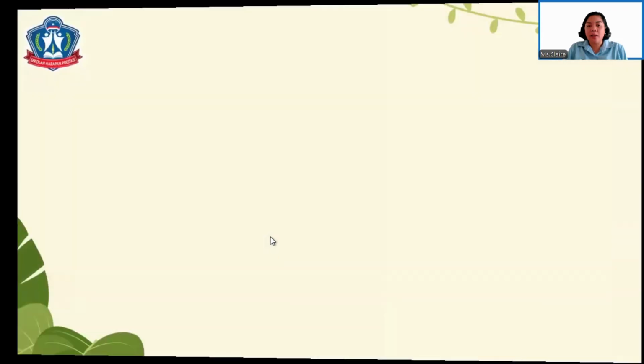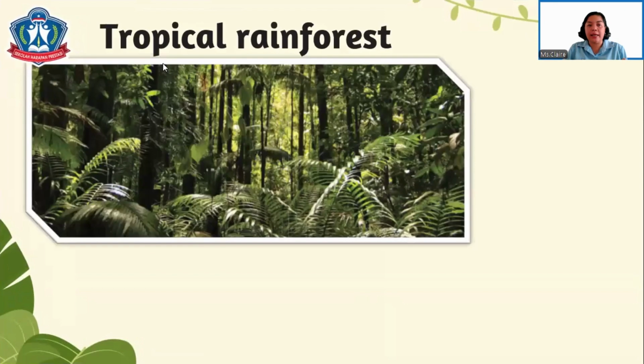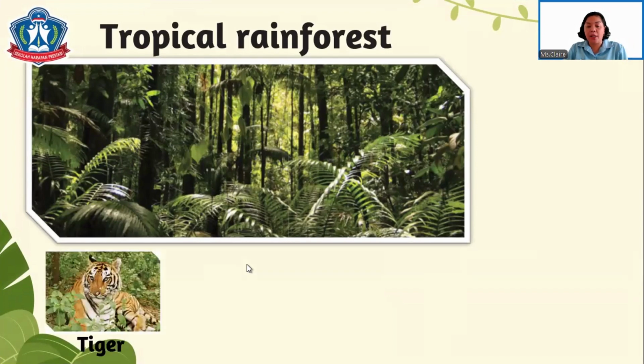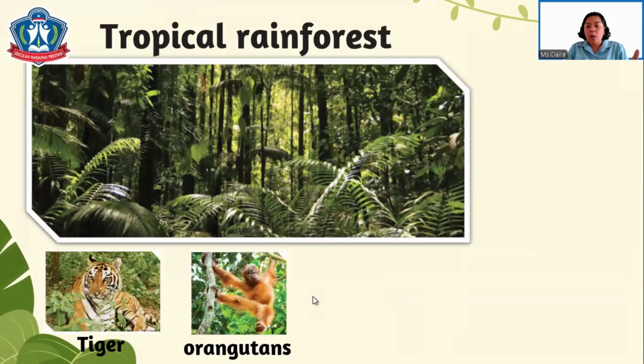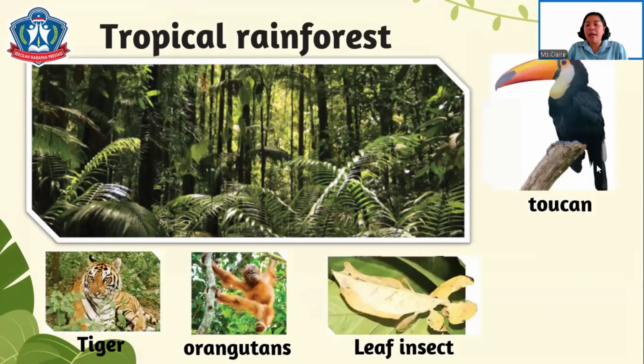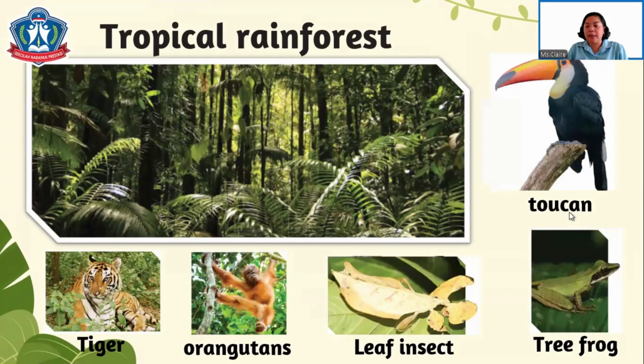Another kind of habitat, children, is the tropical rainforest. Tropical rainforests are usually warm, very humid, and wet. Animals there are suited to live among the trees and plants. If there are trees and plants, lots of animals can survive in this type of habitat. We have the tiger, the orangutans, the leaf insect, the toucan, and also the tree frog. These animals are suited to live in a tropical rainforest.